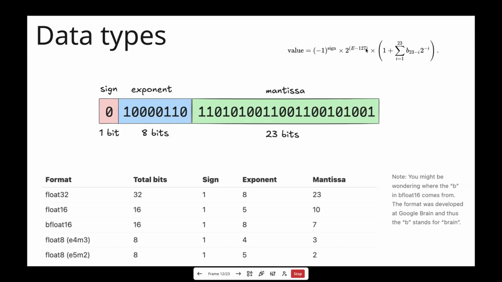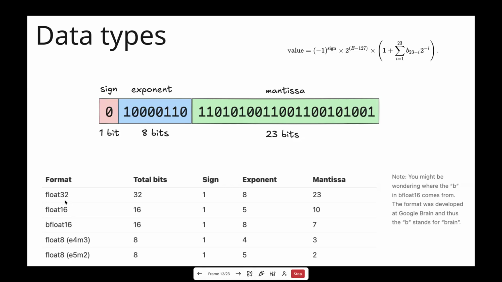And the mantissa is essentially responsible for the resolution of the number that you are storing on the computer. The more bits you have in the mantissa, the closer together are the numbers that you can represent, which we will cover on the next slide or the slide after that.